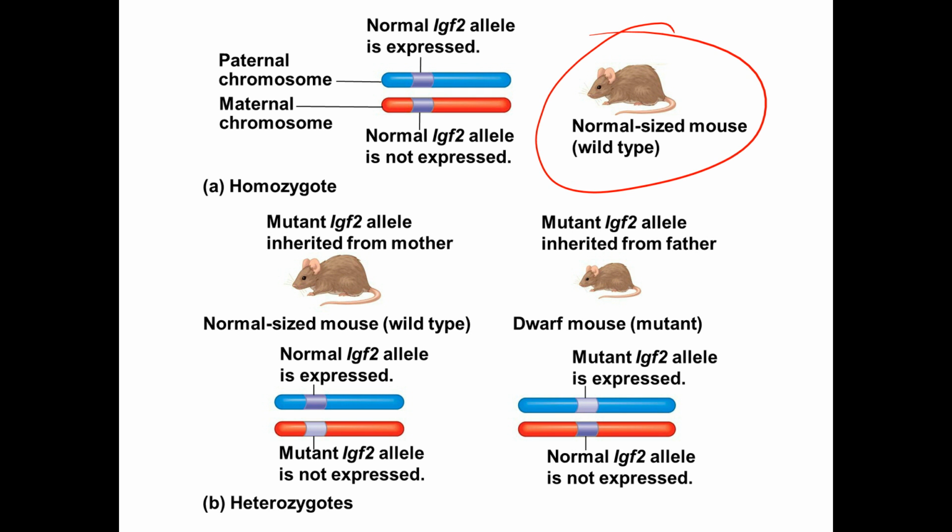Let's say we have a homozygous mouse, but you have a mutant IGF2 allele inherited from the mother, or you have a mutant IGF2 allele inherited from the father. Well, if it's inherited from the mother, you have a normal IGF2 allele that's expressed, normal size, looks exactly like this one here, because the paternal gene is expressed. The mutant IGF2 allele isn't expressed from the mom.